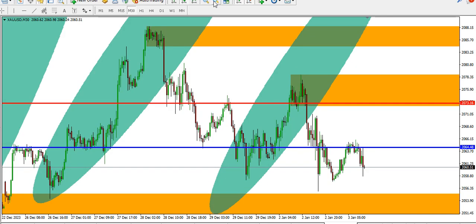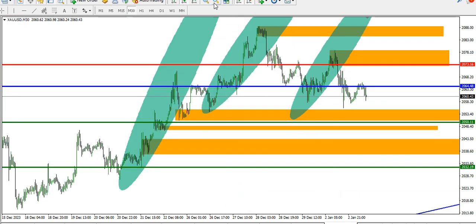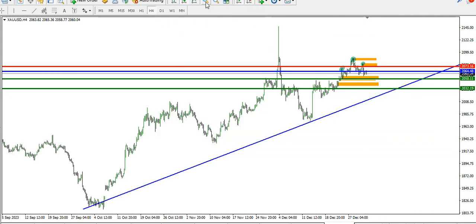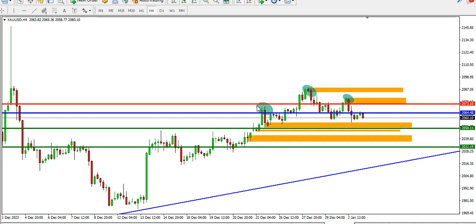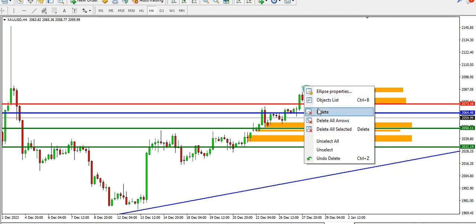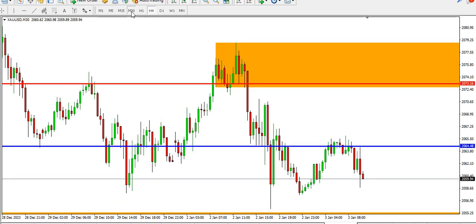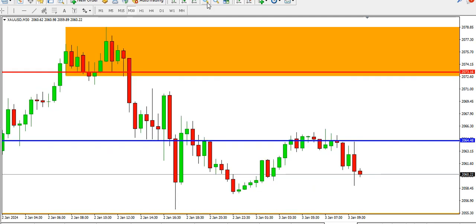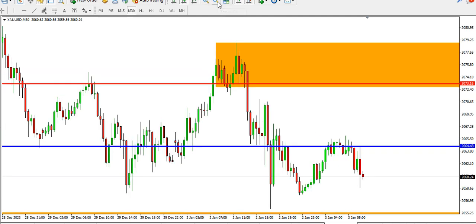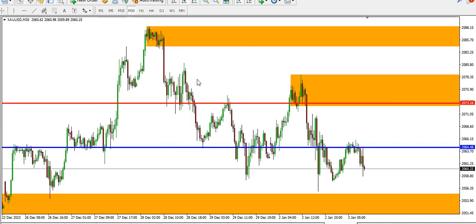On the 30 minutes time frame, we can see that the sellers are trying to come in. Let me remove this shape. Okay, remove this. We want to remove this as well. Okay, so on the 30 minutes time frame, if you want to trade gold, look at selling gold for now, as the bears step in.